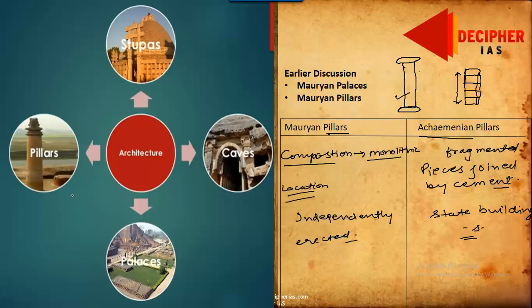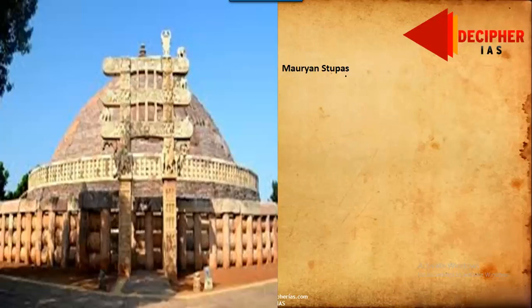So we have covered pillars and palaces, and today we will look at stupas and caves. Moving on to Mauryan stupas, which were popularized in the Mauryan era. First of all, we have to understand what stupas are. To put it in simple language, these are burial mounds.